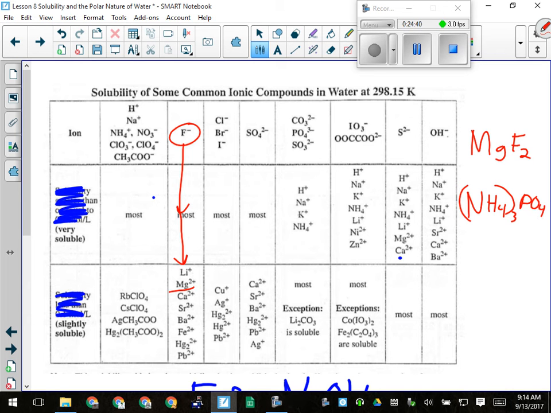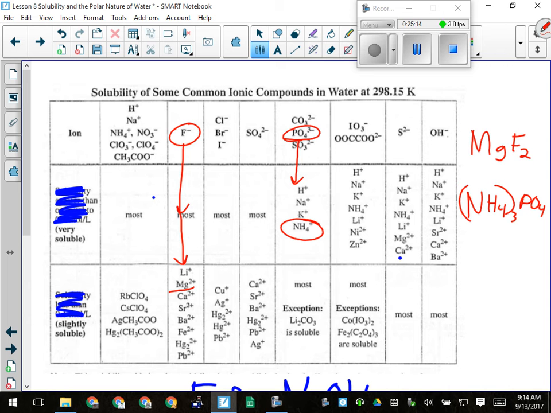Ammonium phosphate. I want to find out if ammonium phosphate is soluble in water. All right, so same procedure. I go over until I find phosphate, which is right here. And phosphate is soluble with these things. And ammonium is there. So ammonium phosphate would be soluble in water. Okay, whereas basically everything else is not, with the exception of these other three things.